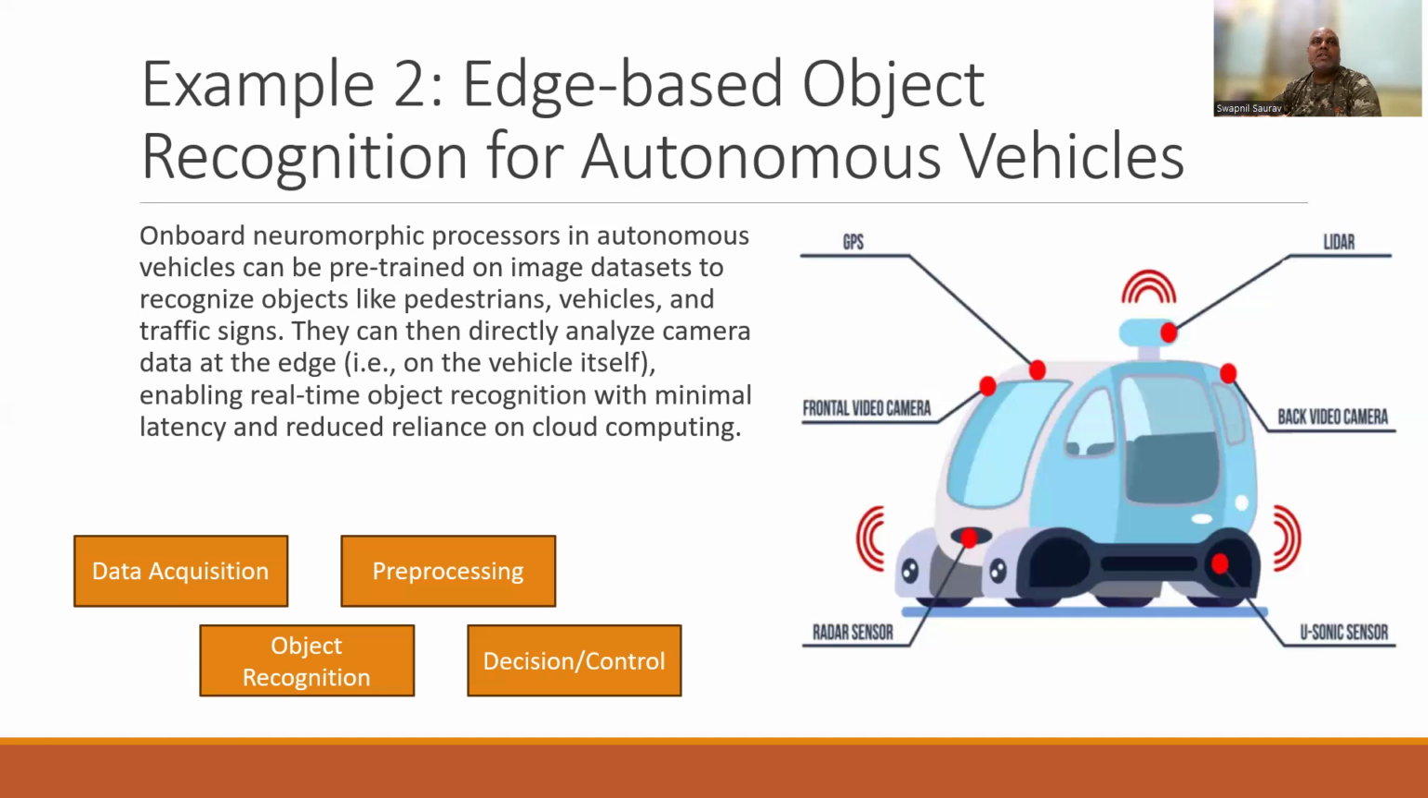Low power consumption saves battery life and contributes to a more sustainable AV design. Improved privacy. Data processing happens entirely on the vehicle, potentially addressing privacy concerns. These are just two examples, and the potential applications for neuromorphic computing are vast. As the technology matures, we can expect to see its use expanded in areas like healthcare, finance, and many other areas.